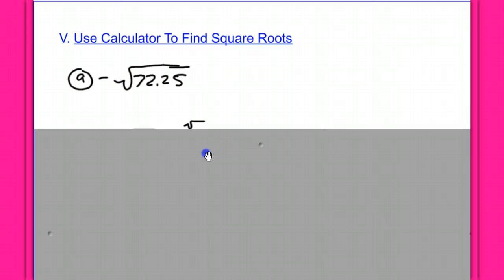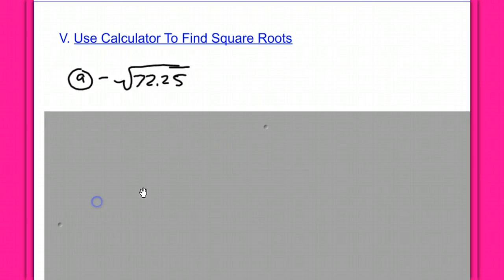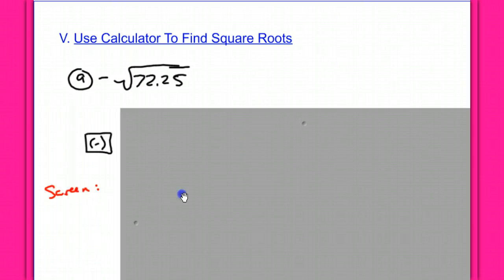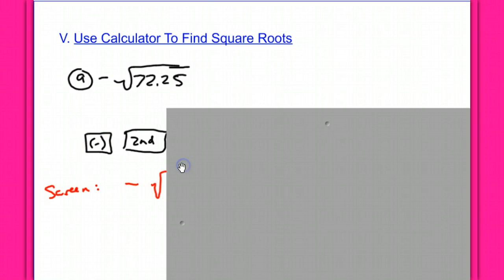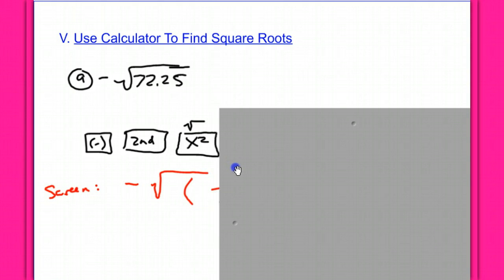Okay, if you are going to use a calculator to find square root, then you could follow these steps. I'm going to show the steps for our TI 30x2s calculators. So if you have negative square root of 72.25, you could input that like this. You would press the negative button on the lower part of the number pad, and then you would press second function, and you would press the x squared button.